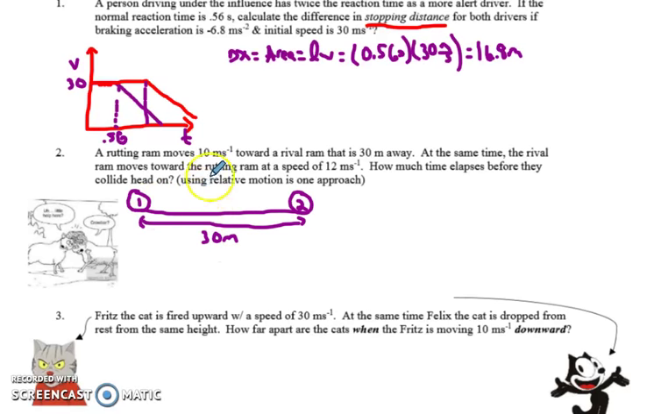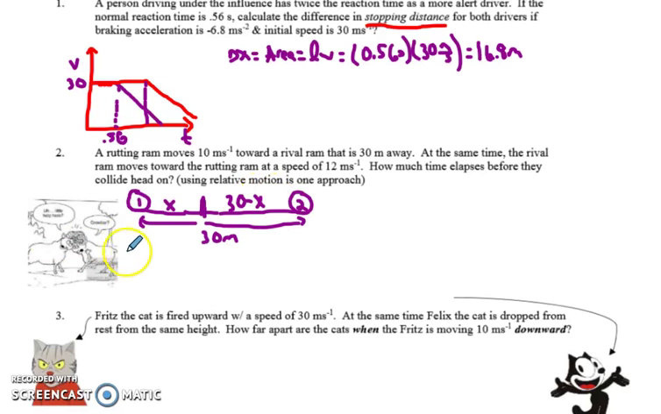So let's say ram 1 is moving slower, so we can reason out that the collision will be a little closer to ram 1. I'm going to call that distance x. So if the distance between ram 1 and their collision point is x, then the distance between ram 2 and the collision point would be 30 minus x.